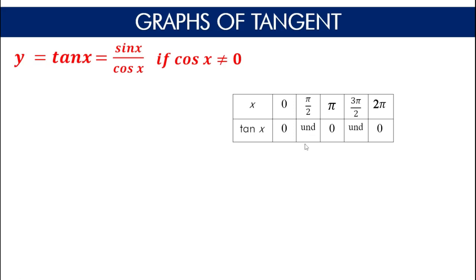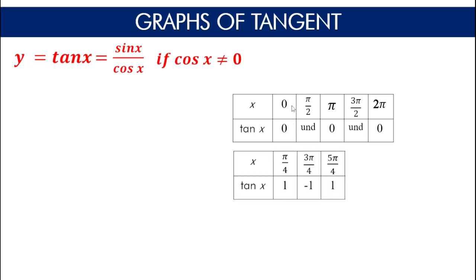If you want to extend it to identify more values, you can identify the average of two values. Let's say 0 and pi over 2, divided by 2, that's pi over 4. Pi over 2 and pi, that is 3 pi over 4, and so on, for you to be precise in graphing the tangent function. If you substitute pi over 4, that's 1. 3 pi over 4, that's negative 1. 5 pi over 4, that is 1.